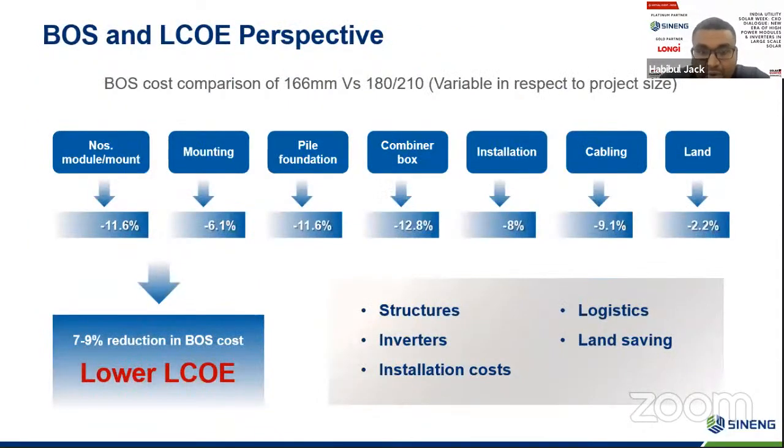Considering the BOM and LCOE, 182 millimeter or 210 millimeter wafer will give more benefits. The number of large wafer based modules needed is less than small wafer based modules, and other costs like mounting, screwing, pile foundation, combiner box, installation, cabling, and land cost will also be reduced. The overall capex will be minimized in this way, which in return will give optimized LCOE. The total BOS cost will be reduced 5 to 7% depending on different application scenarios and project sizes.